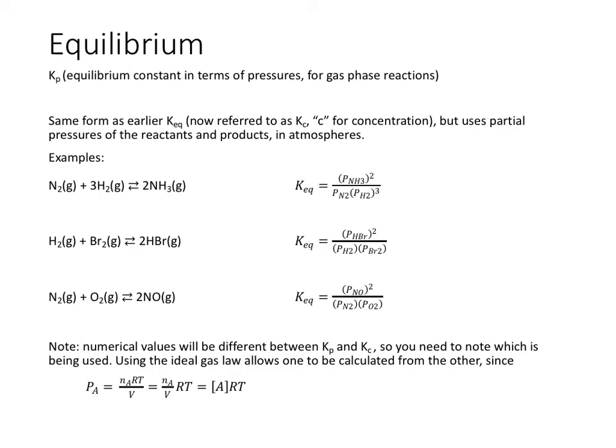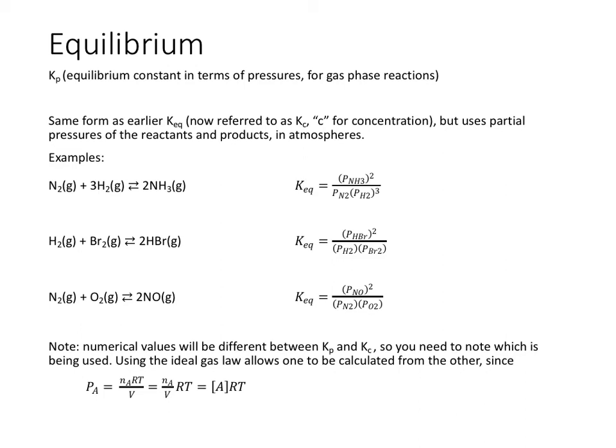Very often when we're talking about gas phase reactions, rather than using concentrations, we'll use pressures. All of the equilibrium constants that we've looked at before this slide, we used KEQ, and those were Kc, a concentration-based equilibrium constant. Kp, the pressure-based constant, uses the same form. It's still products over reactants, but rather than using concentrations, we'll use partial pressures.